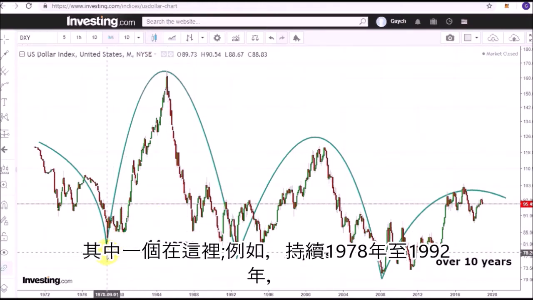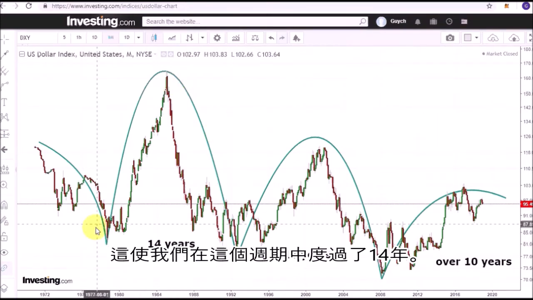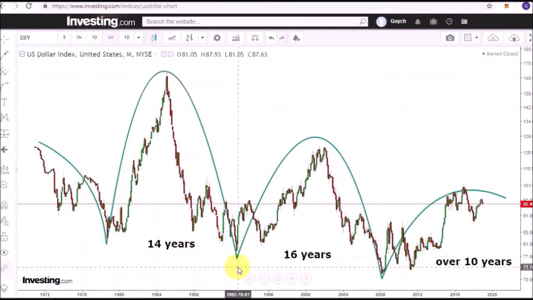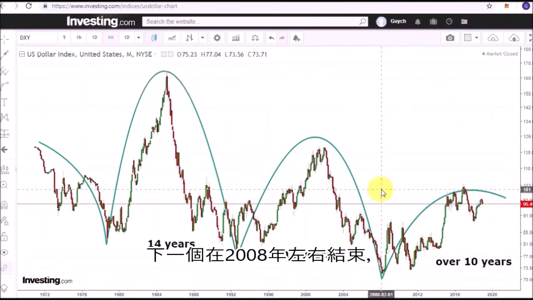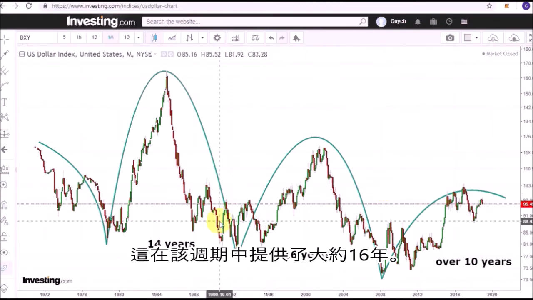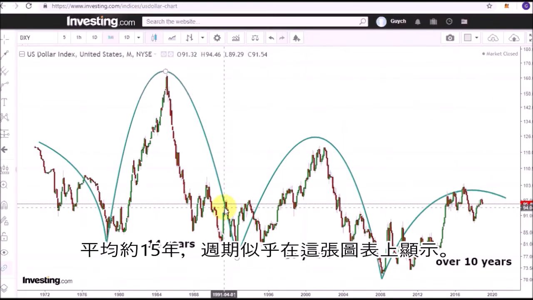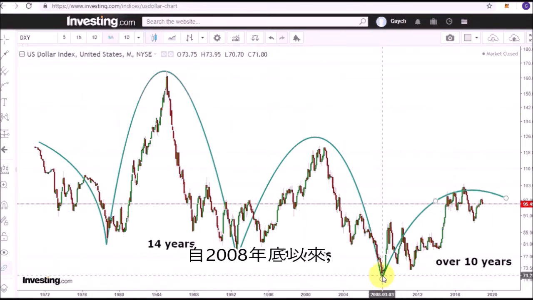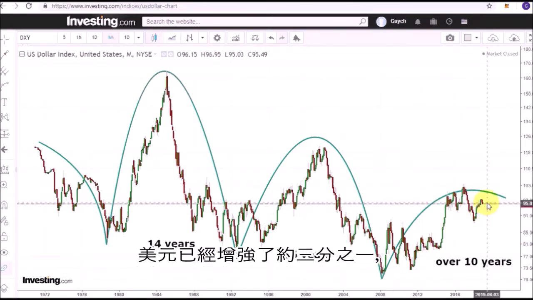One of them here, for example, lasting between 1978 and something like 1992. That gives us 14 years in that cycle. The next one finishing at about 2008. That gives us around 16 years in that cycle. So on average, around 15-year cycles seem to be shown on this chart. Since 2008, since that bottom in 2008, the US dollar has already strengthened by about a third, by more than 33%.